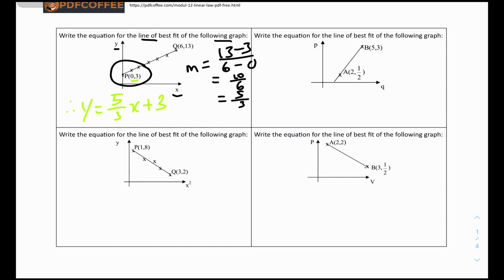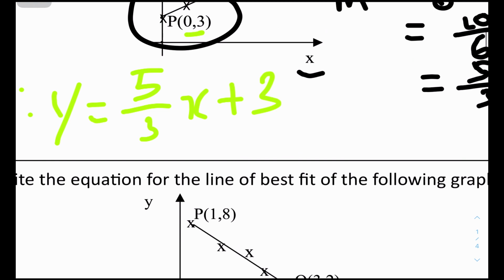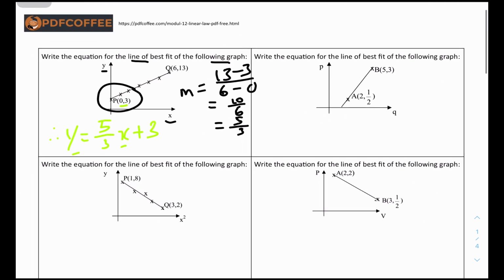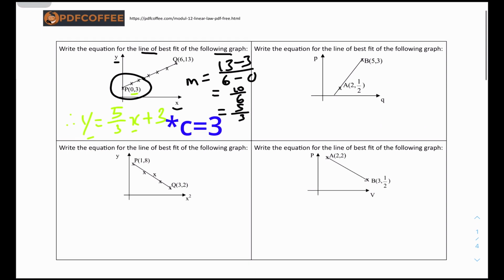If you want to work it out yourself, you can substitute x by 0 and y by 3. And 5 over 3 times 0 will just become 0. So it will just be y equals 3.